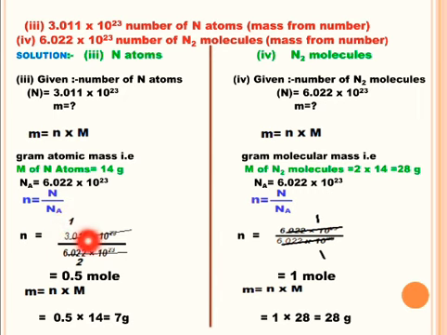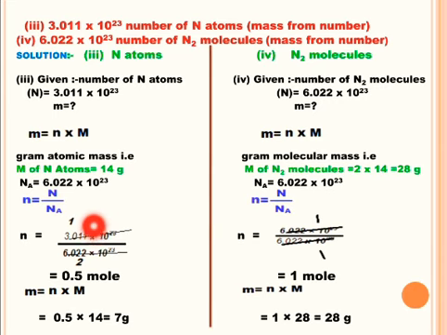So what is N given here? That is 3.011 × 10^23. We have written it over here, and we put the value of this N here: 3.011 × 10^23 divided by Avogadro number. You know the value of Avogadro number. It is a fixed value, that is 6.022 × 10^23. So after putting the values of capital N and Avogadro number, we can get the number of moles.